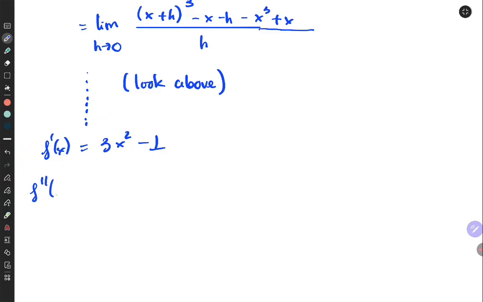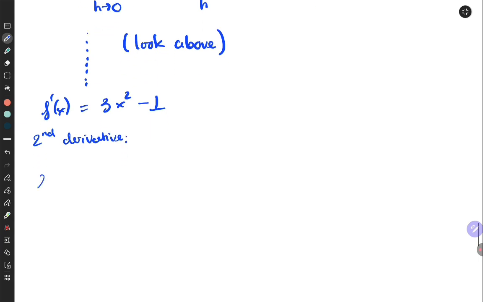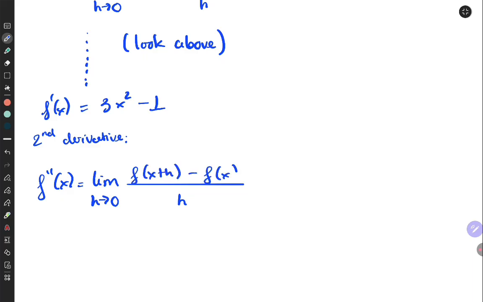Now second derivative, f double prime of x. What should I write up here? I mean, in terms of formula, in terms of the notation. Should I write this? Should I write that?